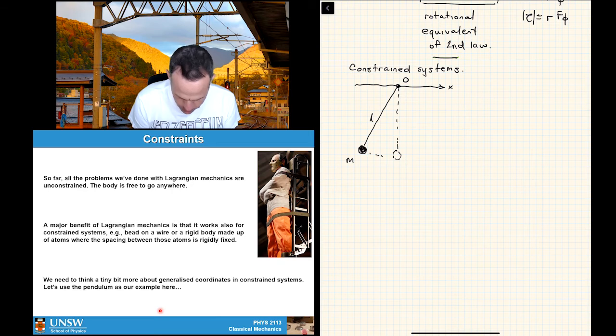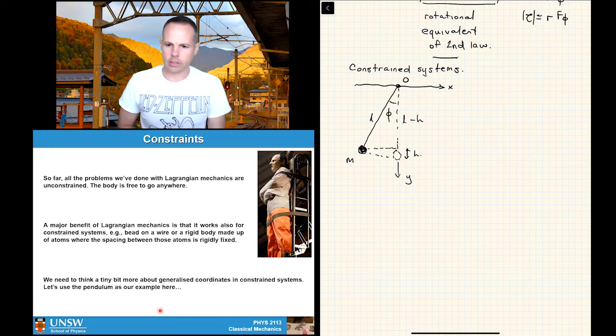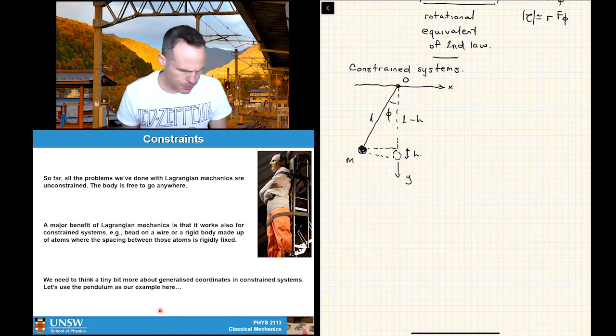It would swing backwards and forwards, and of course we can work out what height it has above that equilibrium position here. We can define our coordinate y pointing downwards here like we have in the past, and know that this length here is L minus h, and this swing angle here is phi. Okay, so we've nice and cleanly specified this system.